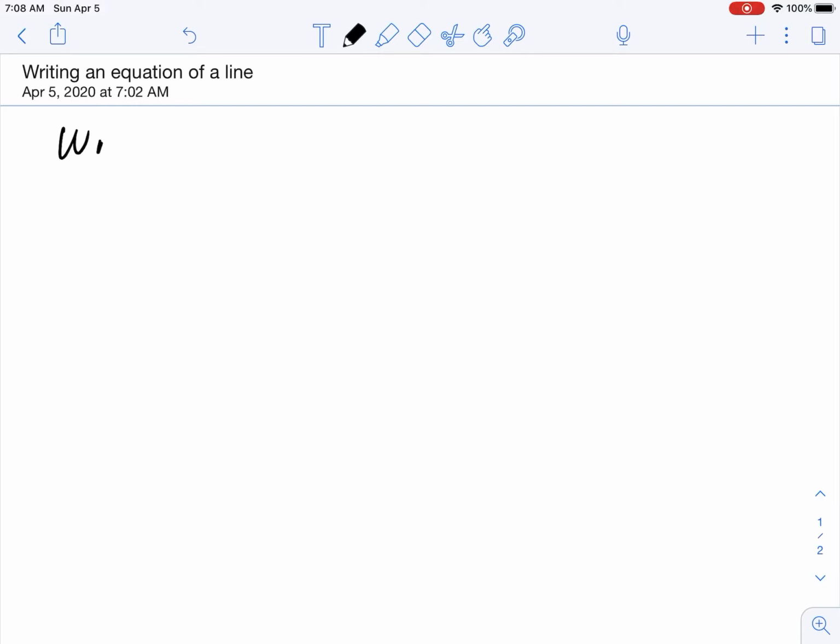All right. So talking about writing an equation of a line. And the key word there, obviously, is equation. What is the best method in terms of going about solving that question? So first thing I want to do is just give you something that happens on the AP exam.